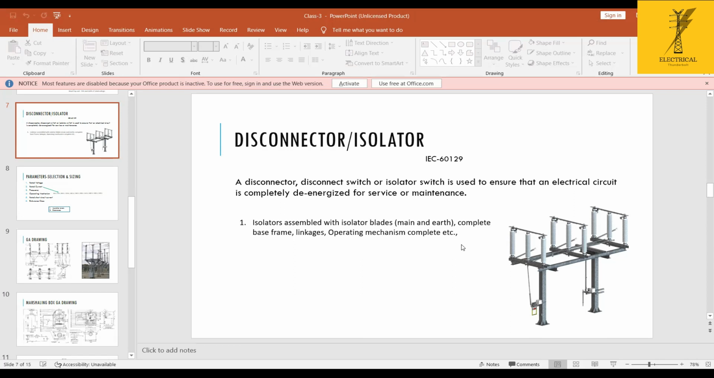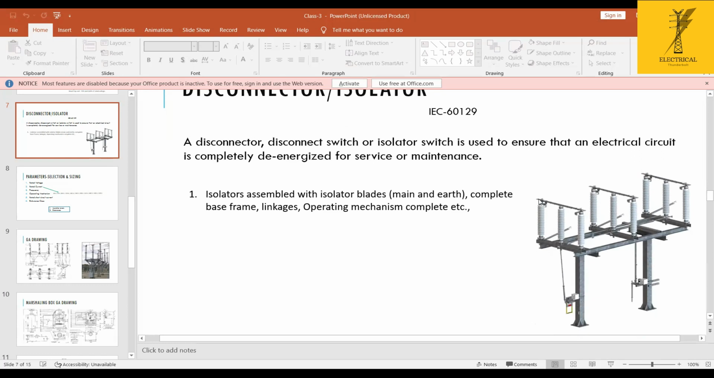When you purchase the isolator from the manufacturer, it will come as a set with the isolator blades. These are called isolator blades. You can see here, these are the blades, and the complete base frame, linkages, and operating mechanism to close and open it. We require some electrical or mechanical operation to be there. That complete package is what we call an isolator.